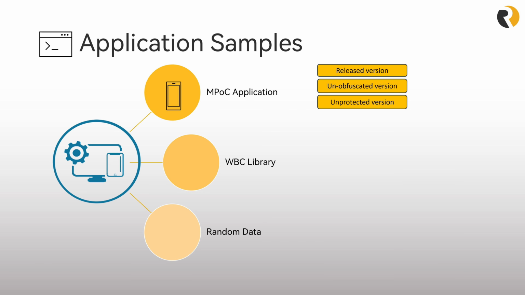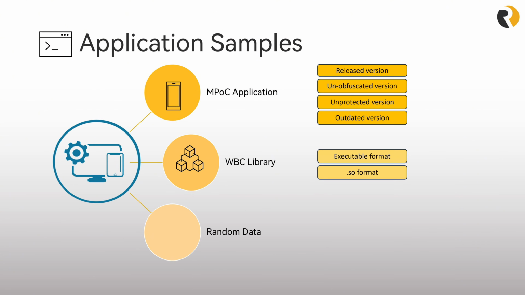The unprotected version, where all the anti-tampering features, such as root detection, hooking detection, developer and debug mode detection, shall be disabled in this version. The outdated version, which is an older version of the application previously blocked from the backend. If whitebox crypto is used, the sample WBC binary in executable format or .so format with the APIs exposed needs to be prepared. The random data files are generated by the secure random generation functions of the solution. For each supported secure random generation function, a file with at least 128 megabytes file size shall be provided.